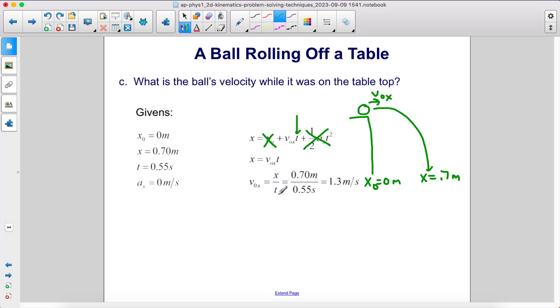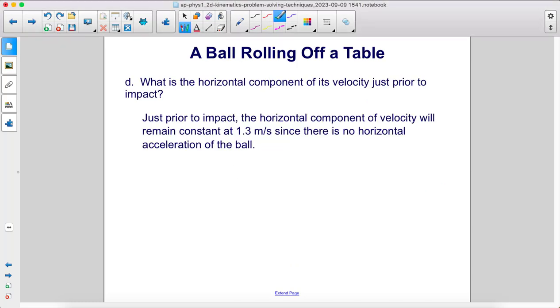So speed is distance over time. We go 0.7 meters in 0.55 seconds. Therefore, that x component of velocity is 1.3 meters per second. Just prior to impact, the horizontal component of velocity will still be 1.3 meters per second, since there's no horizontal acceleration of the ball. So in our picture, as the ball falls down, I'll draw little velocity vectors.